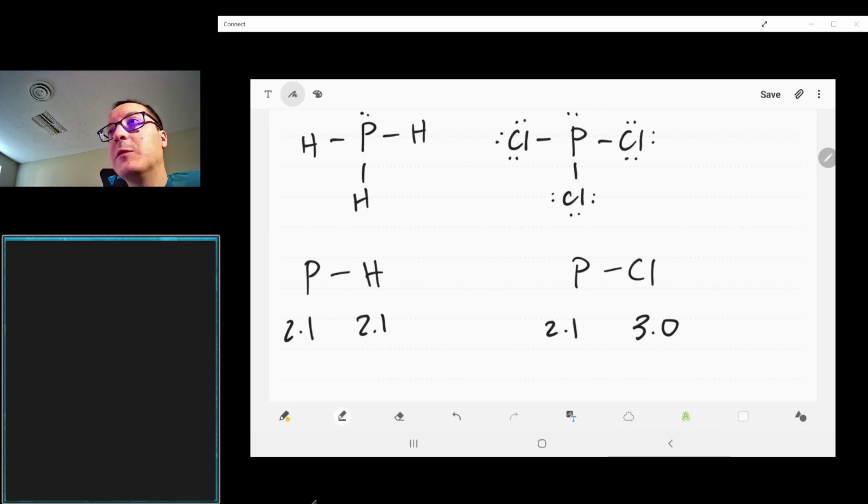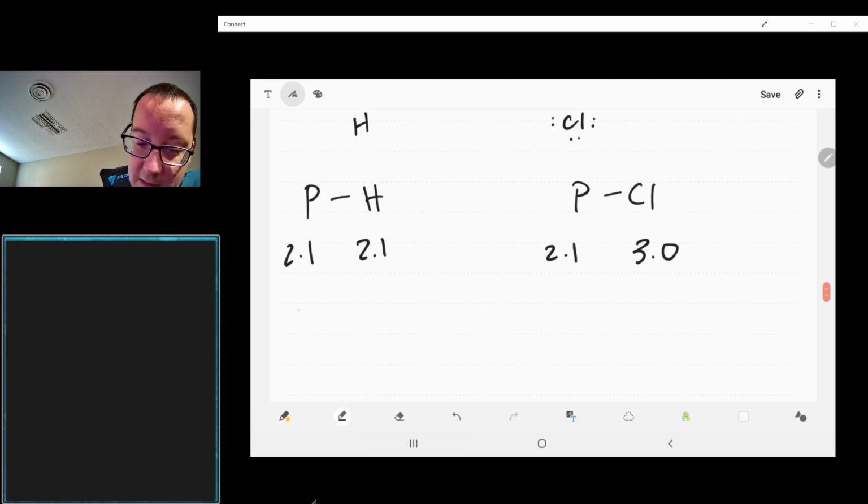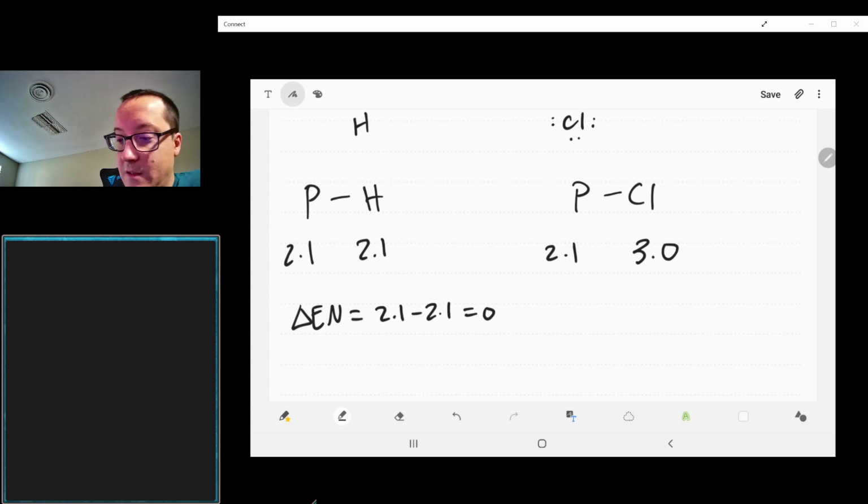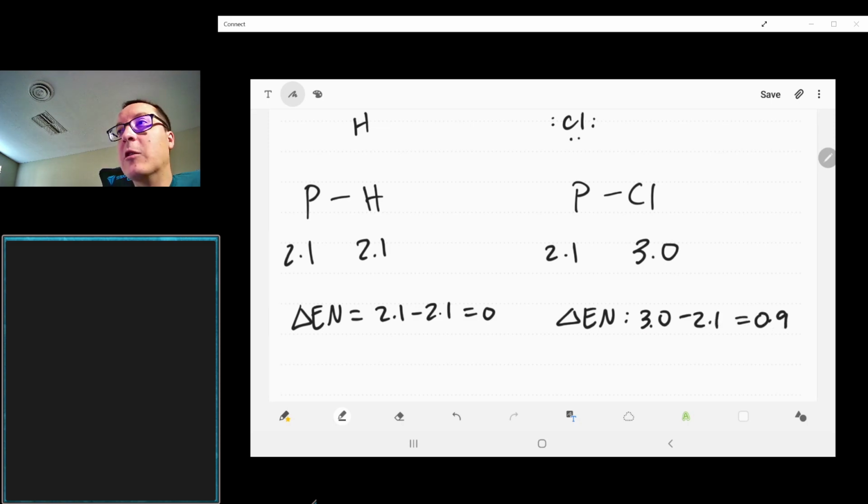And so hopefully we can see there's definitely a difference here, right? We can see that the difference of electronegativity between here, 2.1 minus 2.1, is 0, whereas the difference of electronegativity here is not 0, right? It's a pretty big number, 0.9.